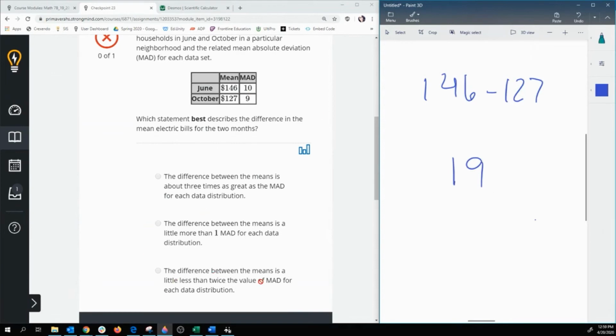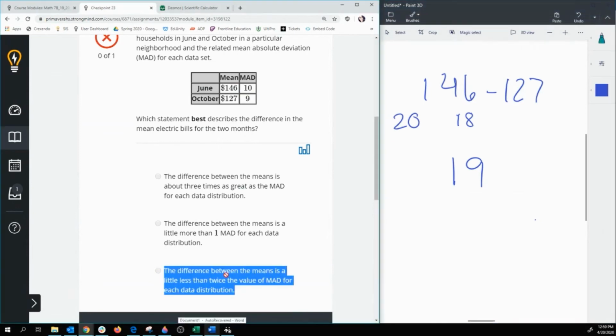The difference between the means is less than twice the value of MAD for each data distribution. So if I take 10 times 2, that's 20. 19 is less than 20, that works. 9 times 2 is 18. And 19 is not less than 18, but it's close. It's almost exactly the same, right? So the difference between the means is a little less than twice the value of the mean absolute deviation for each distribution. So I'm comparing 20 to 19.